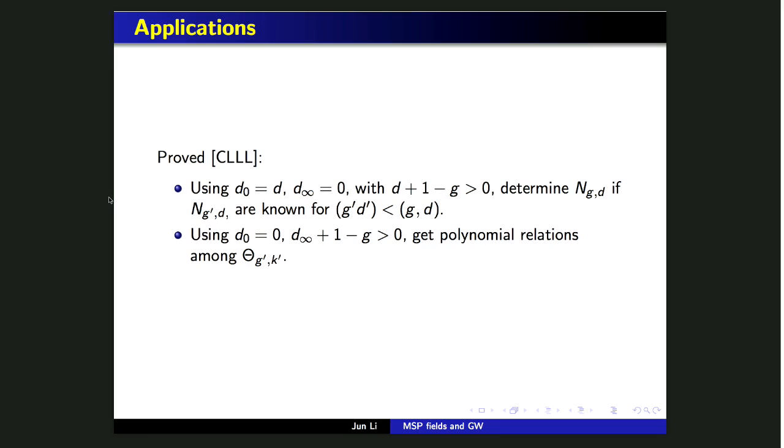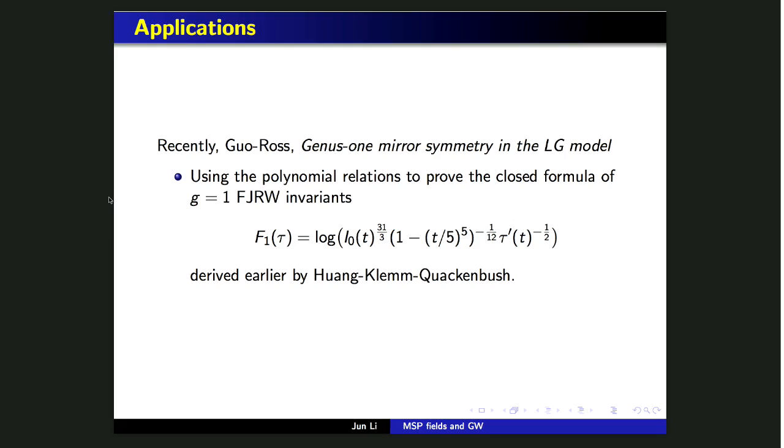have the initial condition. And recently, Ross and Guo and Ross used our theory for the genus one case to actually completely determine the FJRW invariants, the generating functions.